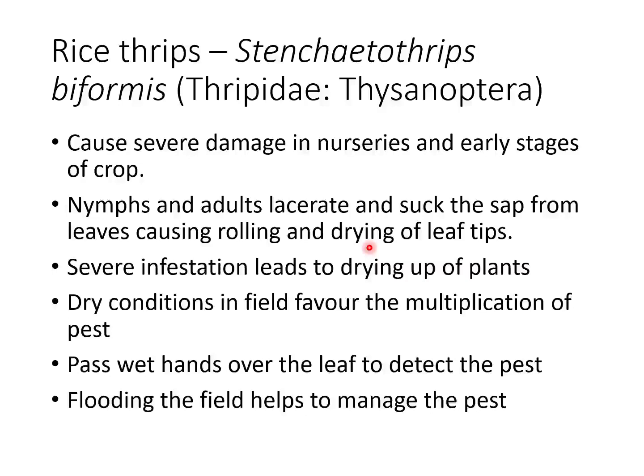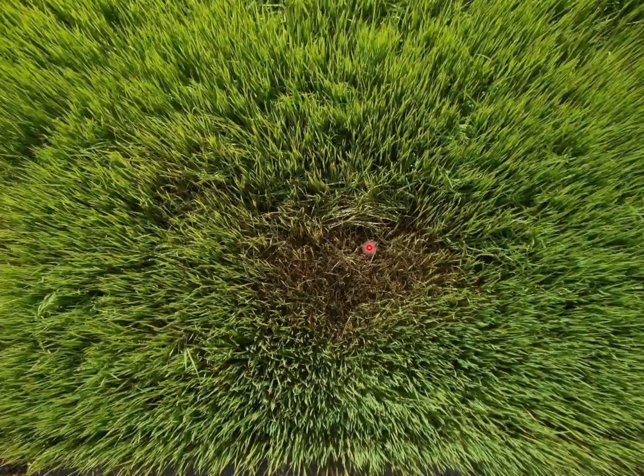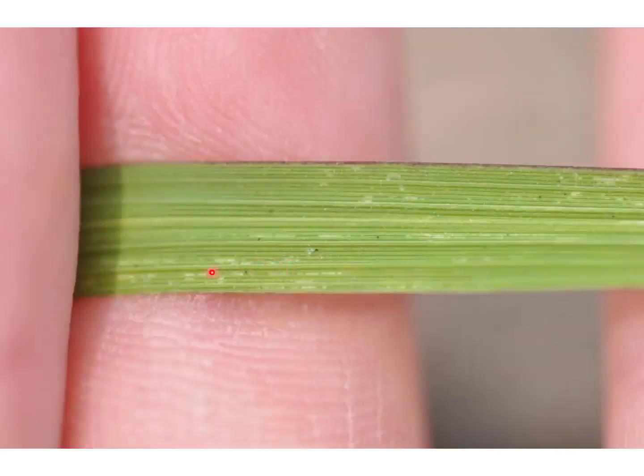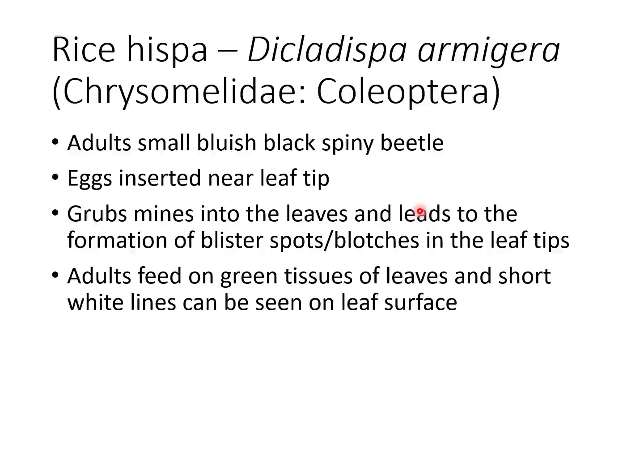So this is with respect to rice thrips. If you are going for pesticide application, you can go for imidacloprid or thiamethoxam at the same dose which we have recommended against BPH. This is the thrips adult which is feeding on the leaf, and you can see some whitish silvery streaks on the leaf surface. This is due to the laceration and sucking of sap by the thrips.